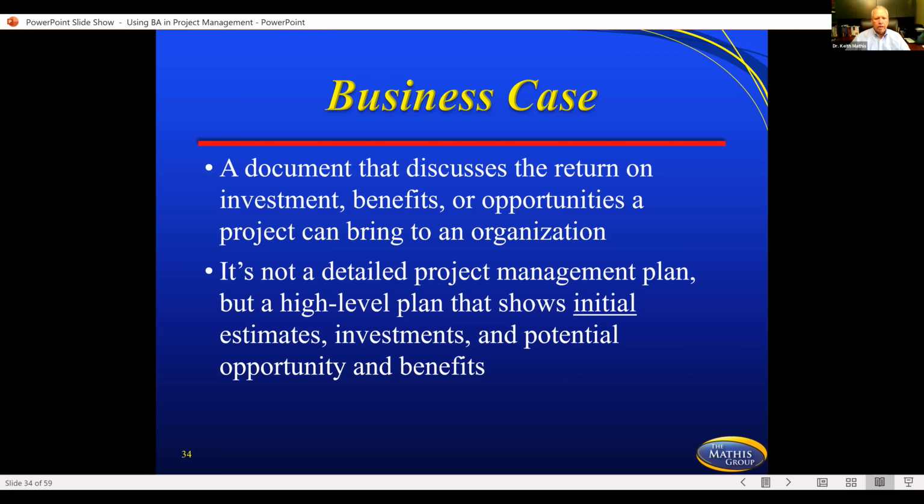So what you're looking to see is, if we invest $1 million, what's our payback? What's the benefit? Now you might say, well, wait a second, we don't do business cases like that because we're government or we're a nonprofit. Your business case would be based on benefits, but it might not be financial benefits.